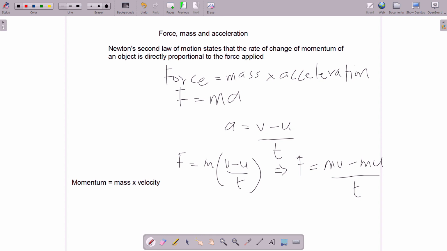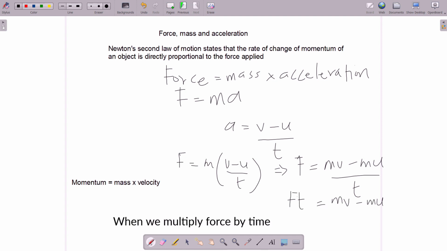So then from this relation, we see that force here is equal to the change in momentum over a course of time. And that is why Newton's second law of motion states that the rate of change of momentum is directly proportional to the force applied. So we see the force applied here being equal to the rate at which momentum is changing. Let's take it a step further.